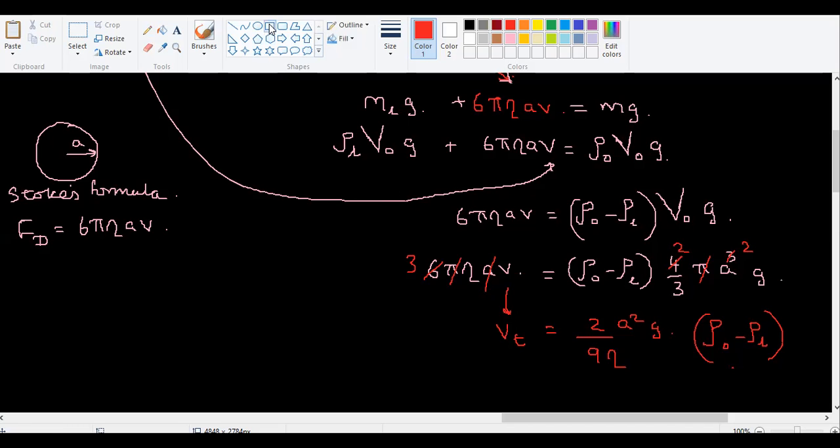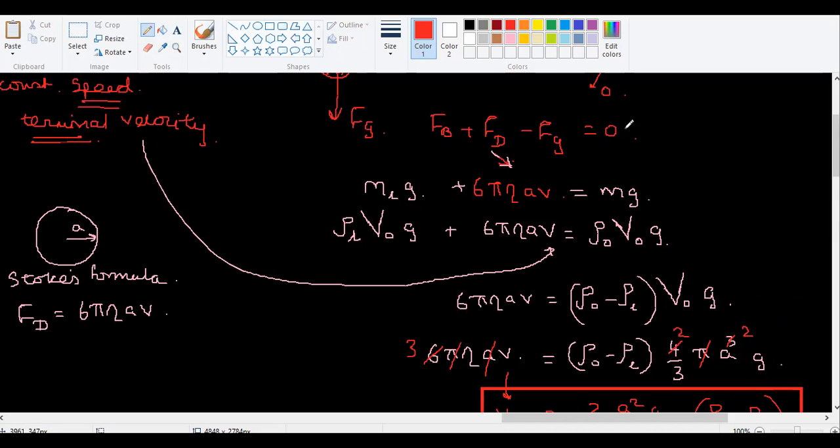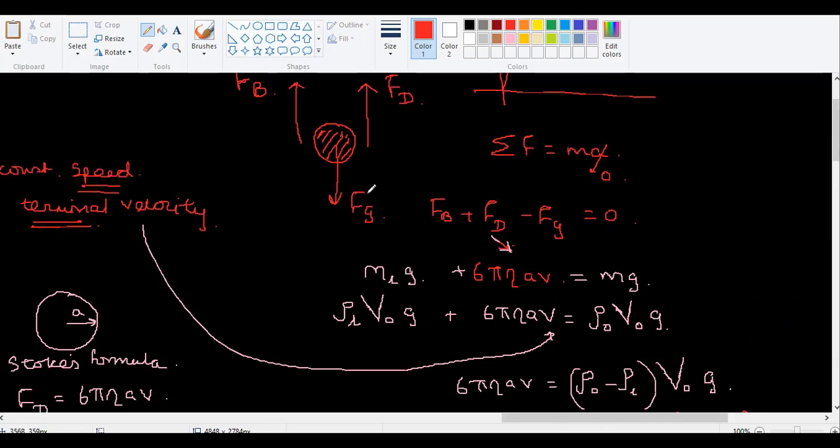As I always say, don't try to remember the final formula. Okay. So if you are trying to remember the final formula, that's not the proper way to study physics. You should remember the underlying principle. What is the underlying principle? Weight is acting downwards, buoyancy force upward, thrust force is acting upwards, drag force is acting upwards.